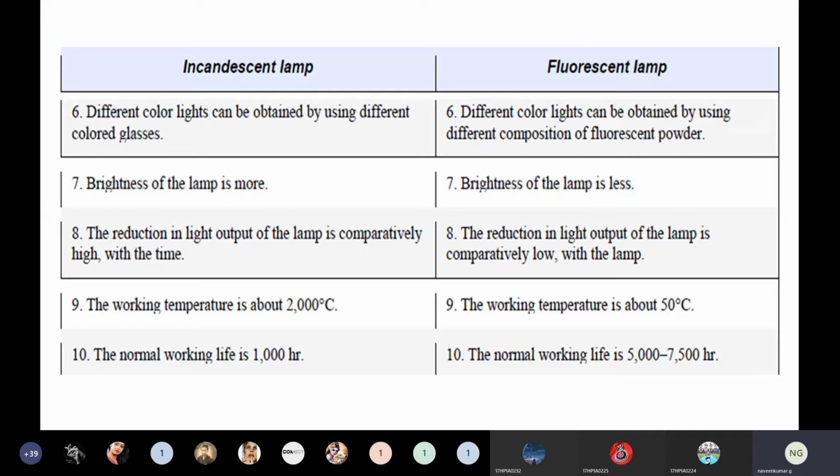Everyone is aware of disco lights. Okay, different types of disco lights. They are fluorescent lamps with different fluorescent powders. Okay, next, incandescent lamp, brightness of the lamp is more here. Fluorescent lamp, brightness of the lamp is less.